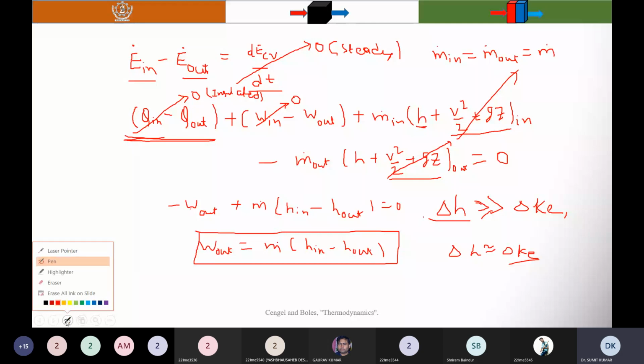Now suppose there is a heat loss from the turbine to the surroundings. Then you are not supplying any heat to the turbine, so Q in is 0. But there is heat transfer from the turbine to the surroundings, so Q out is not 0. It is a non-zero term, so you should consider that heat loss also. Based on the problem statement, you should read it carefully and then decide which terms become zero or are neglected.